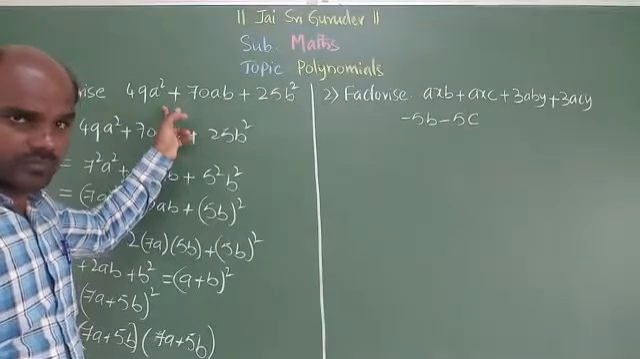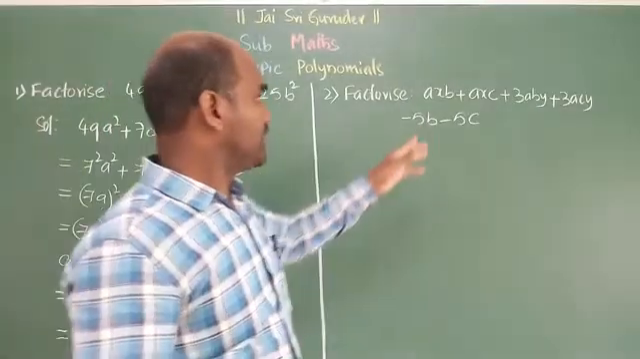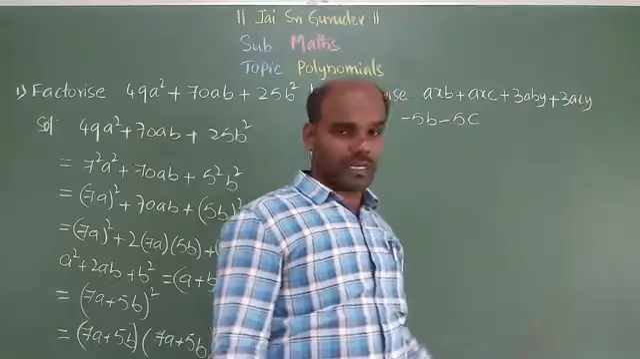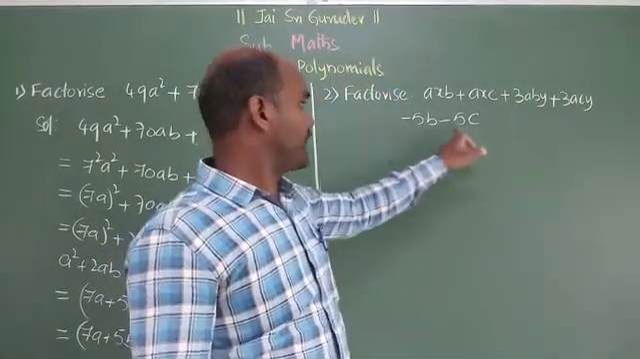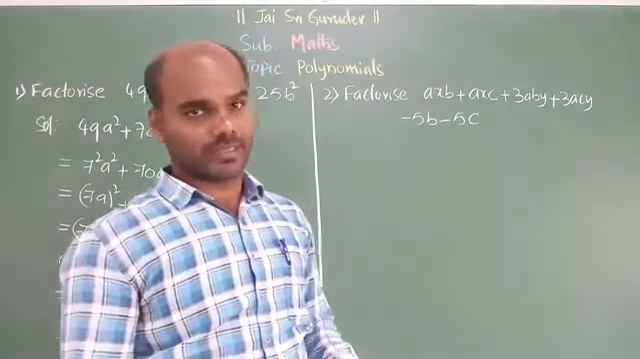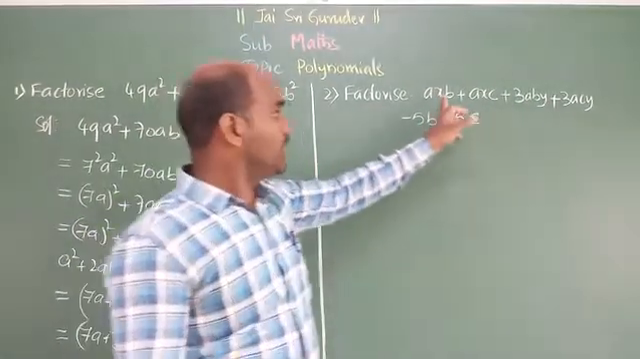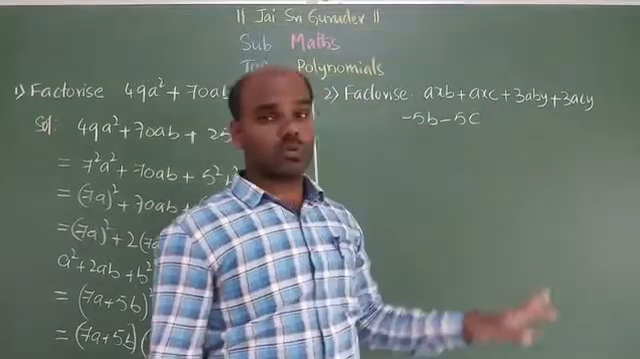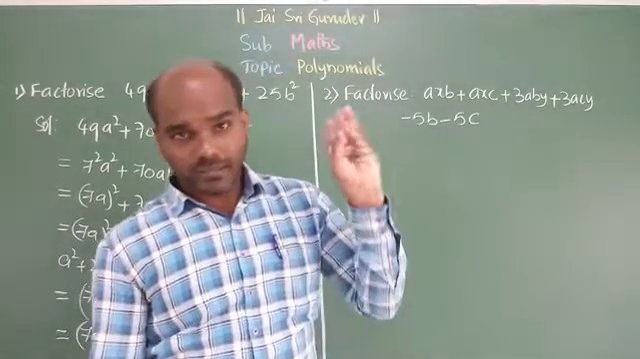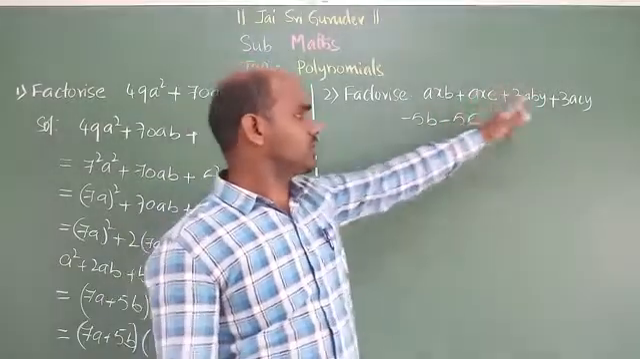Let's understand. Next, we are going to see one more type of factorization. See here: axb plus axc plus 3aby plus 3acy minus 5b minus 5c. These are the given terms, and here also we have to factorize. Here there are 1, 2, 3, 4, 5, 6, totally 6 terms. We cannot go through a plus b whole square, a minus b whole square, or a plus b plus c whole square, because the squares are not there.